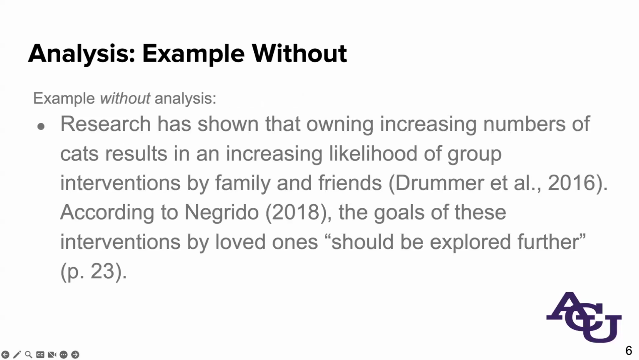Yep. So we're going to look at some examples without analysis. Research has shown that owning increasing numbers of cats results in an increasing likelihood of group intervention by family and friends, and then we have the citation. Why would they try and intervene? Clearly the person is happy. According to Negrito 2018, the goals of these interventions by loved ones should be explored further.